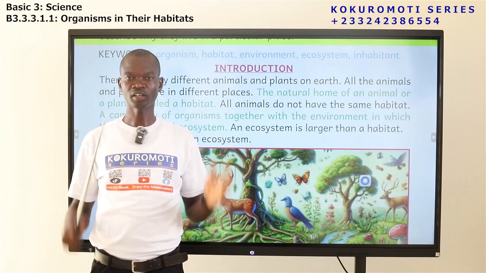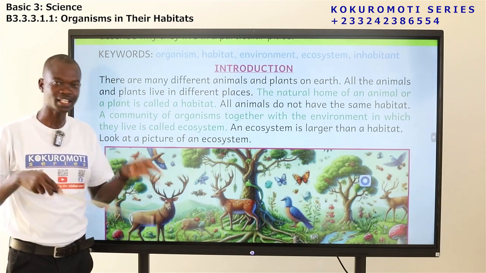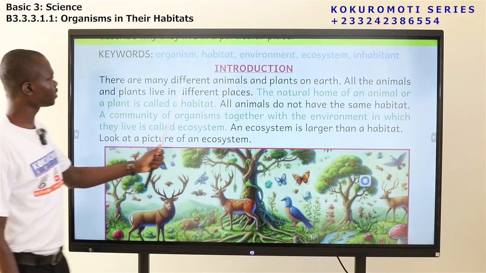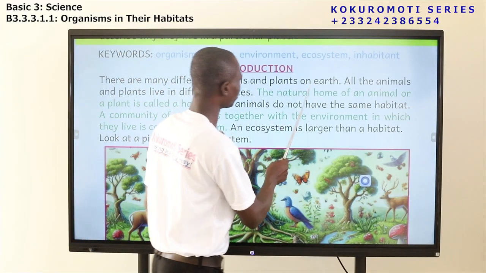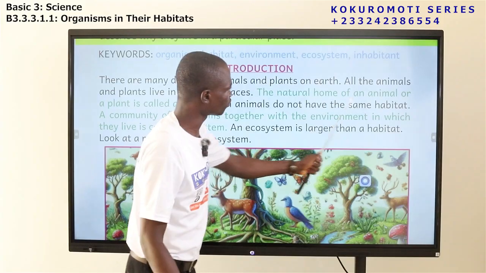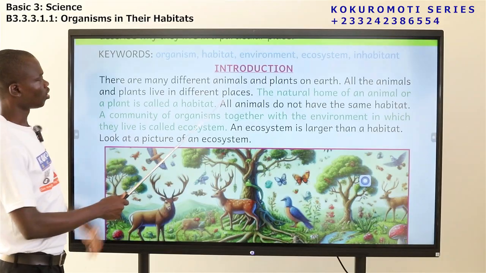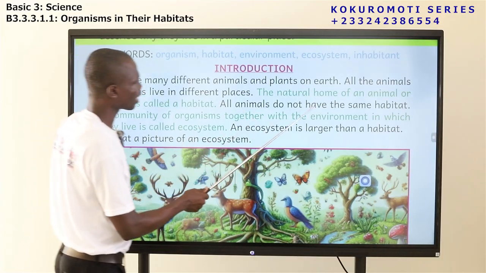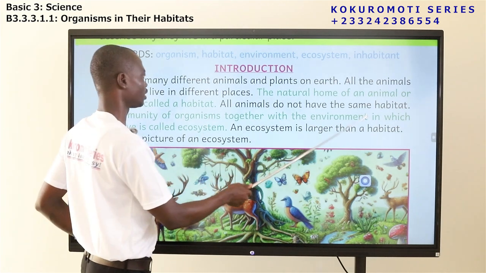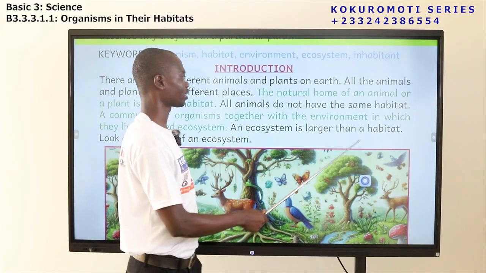Very good. Now we have seen the key words, and we know the reason why we have this lesson, our objective. Now let's look at what we have. There are many different animals and plants on earth. All the animals and plants live in different places. The natural home of an animal or a plant is called a habitat. All living things do not have the same habitat. A community of organisms, together with the environment in which they live, is called an ecosystem. An ecosystem is larger than a habitat.